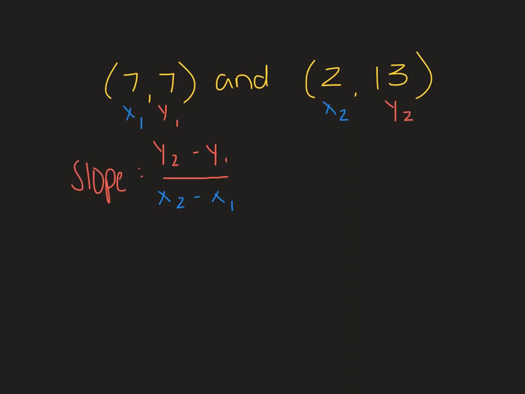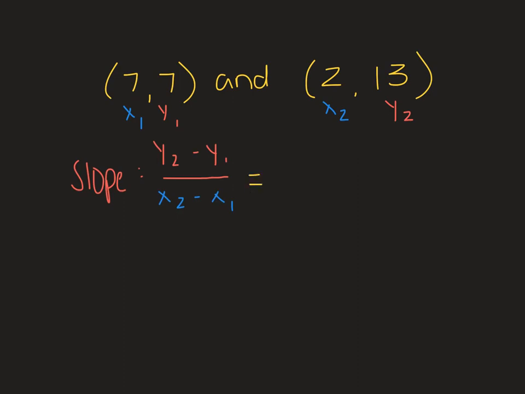And so remember, x always comes first, so that's why the 7 and the 2 are the x's, and the y's come second, so the 7 and the 13 are your y's. I just picked the first one to be my 1s because it showed up first, and my second one to be my 2s because these ones showed up second. Now, all I need to do is plug into my formula.